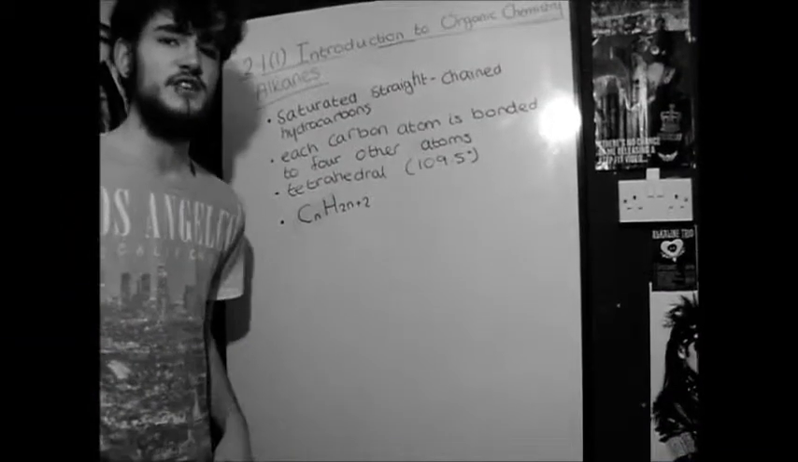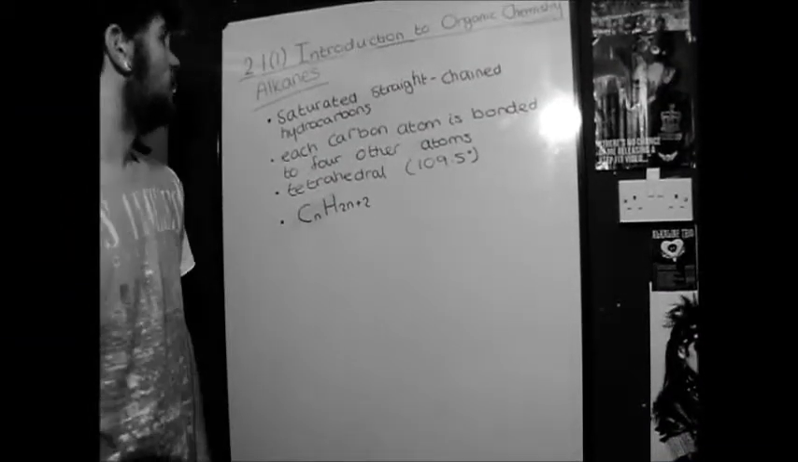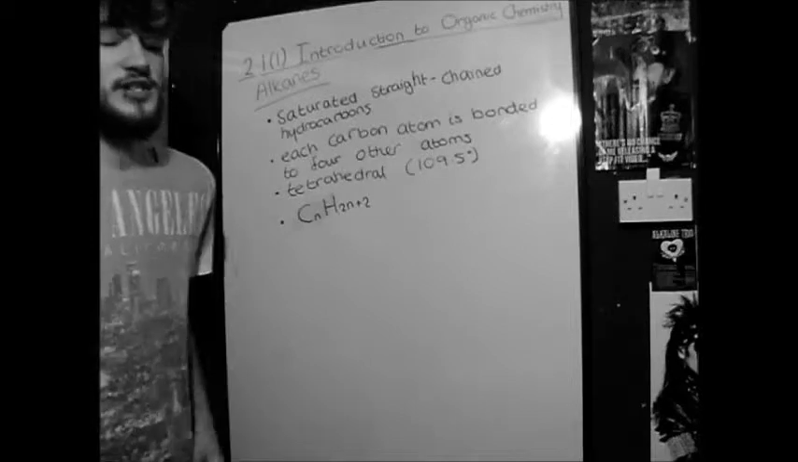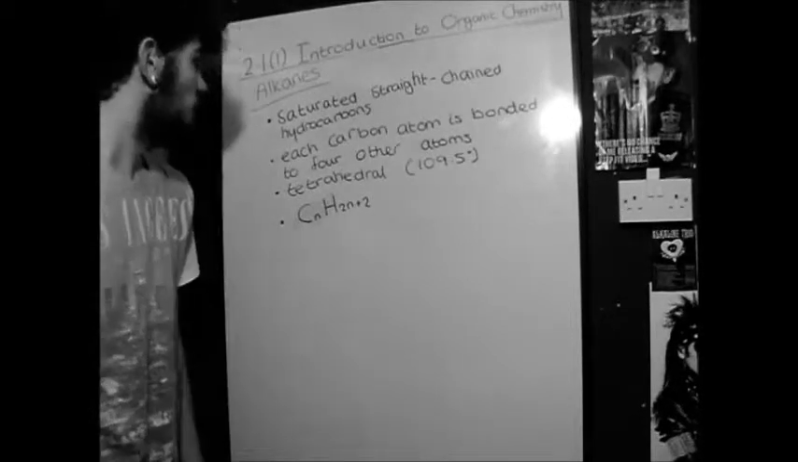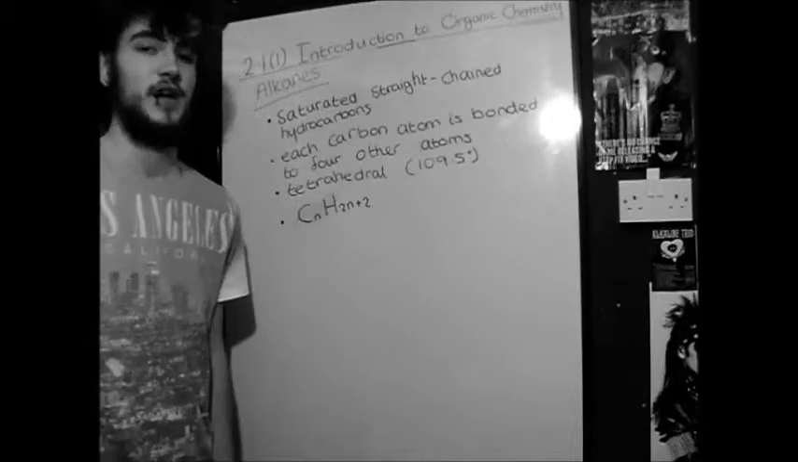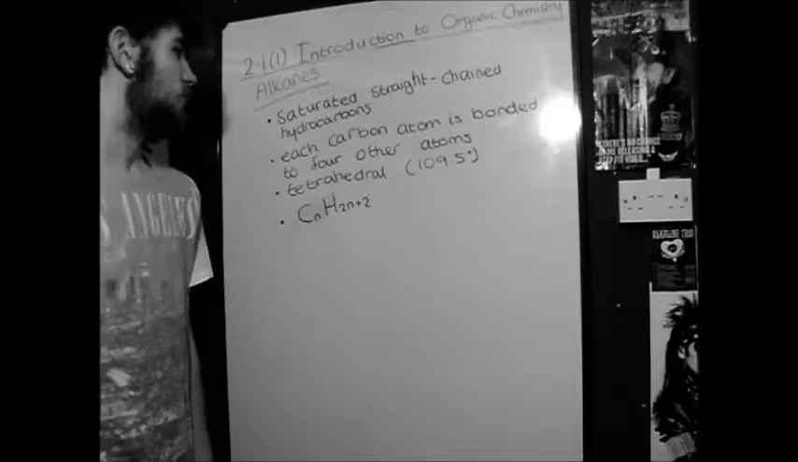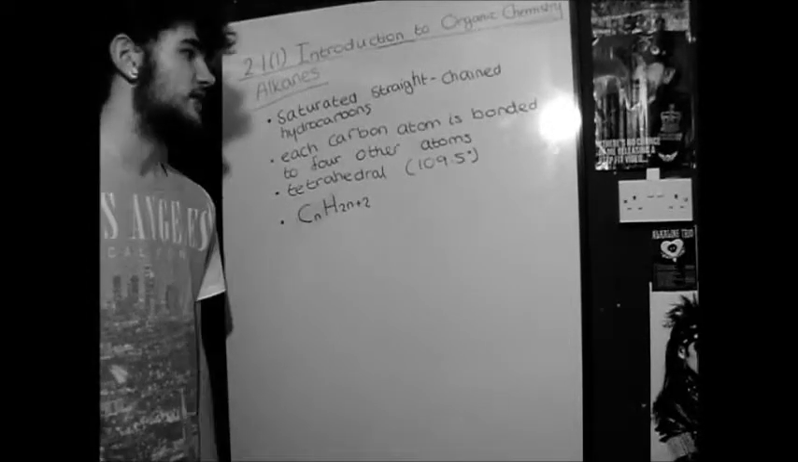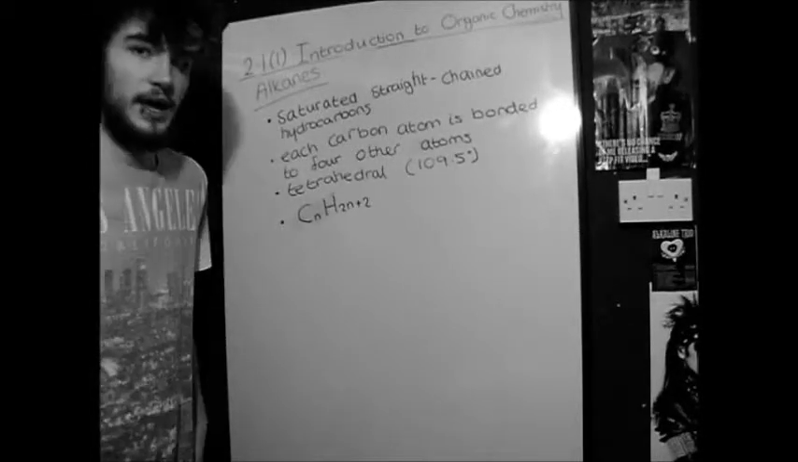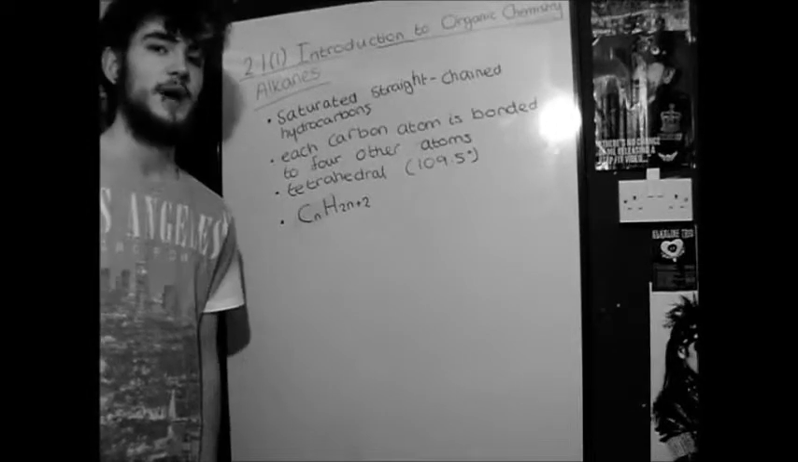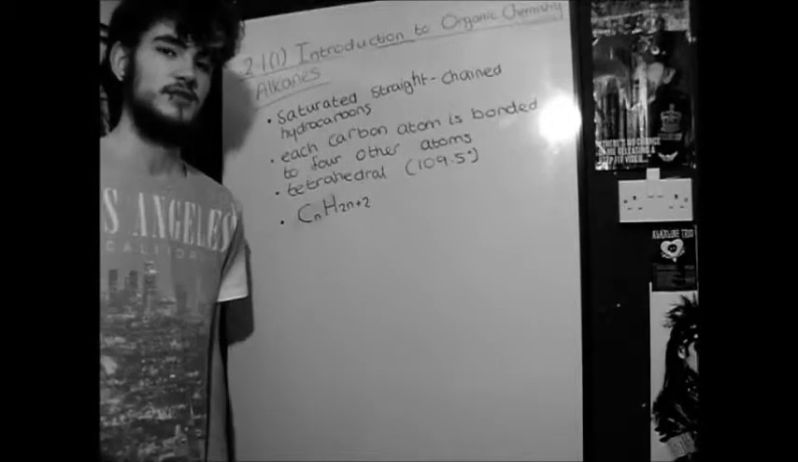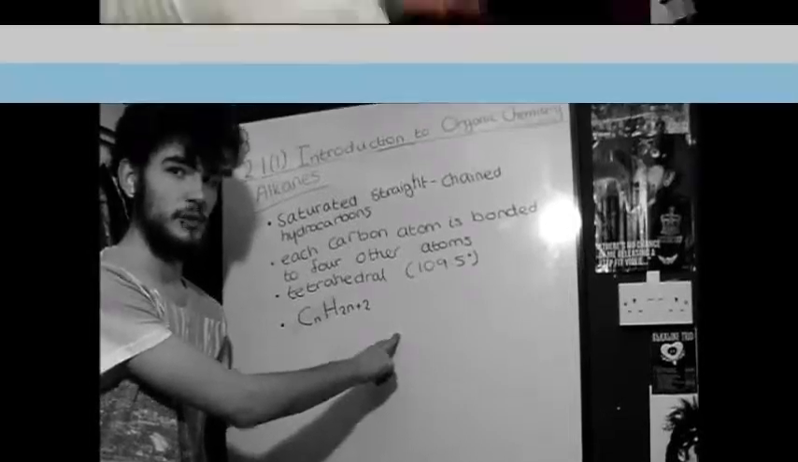An example of a homologous series is the alkanes, and an alkane is a saturated straight chained hydrocarbon. Because they're saturated, this means that they only contain single bonds. Each carbon atom is bonded to 4 other atoms, which can be carbon or atoms of other elements. The shape is tetrahedral, and each bond angle is 109.5 degrees. The general formula for an alkane is CnH2n+2. I'm going to draw a table with the first 10 alkanes so you can get an idea of how this general formula works.